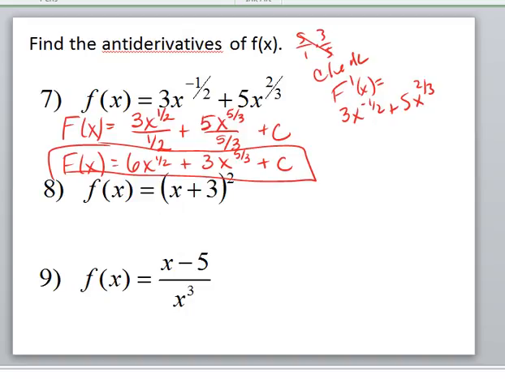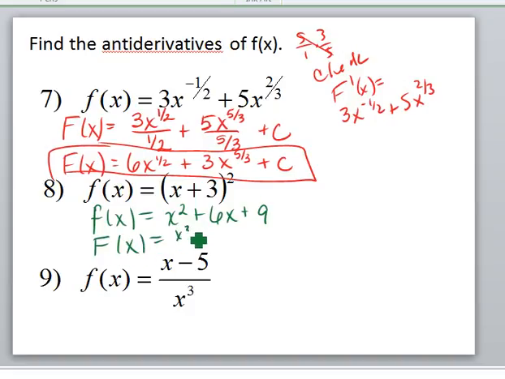More antiderivatives. On this one, we don't know special rules yet for antiderivatives, which we will learn. So what we need to do is go ahead and FOIL this out first. So I've got x squared plus 6x plus 9. We're going to multiply the polynomial x plus 3 times x plus 3. And then we're going to find the antiderivative of this.